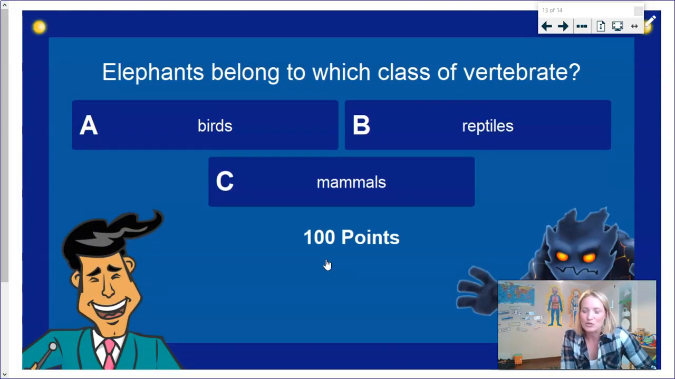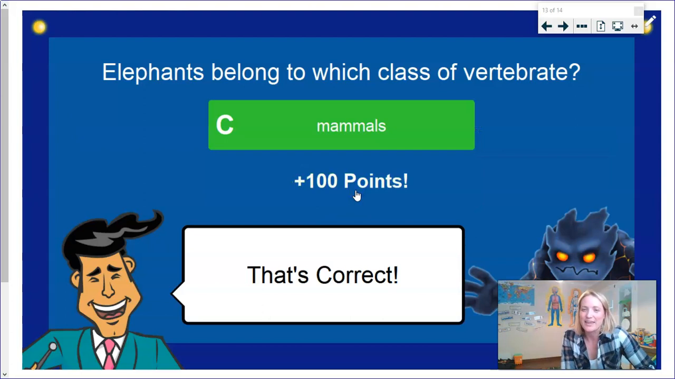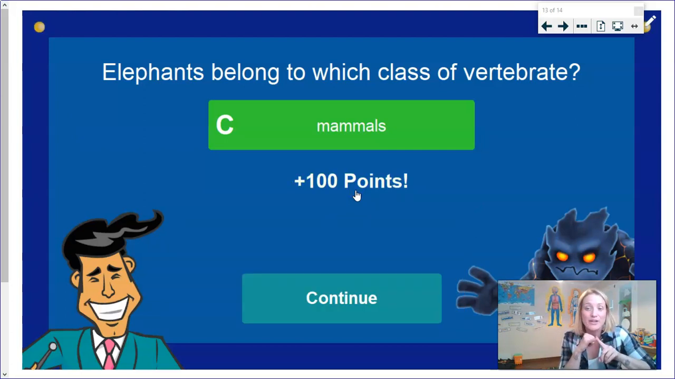They carry their eggs on their feet to keep them from touching the cold ground. Elephants belong to which class of vertebrate? Birds, reptiles, or mammals? Well done if you chose C. That's right, they are mammals. They give birth to live young. They feed their babies milk. They have lungs, and they are covered in very, very fine hair. If you've ever been lucky enough to touch an elephant, you'll feel actually they're very hairy.